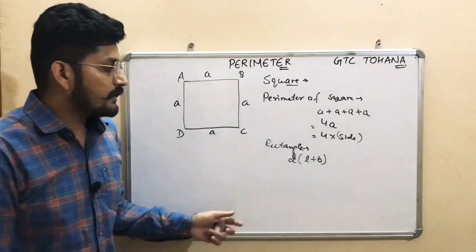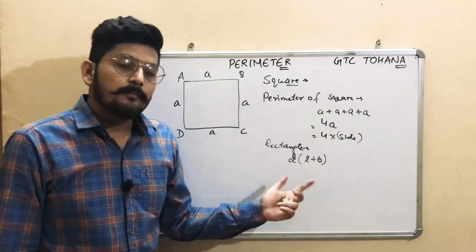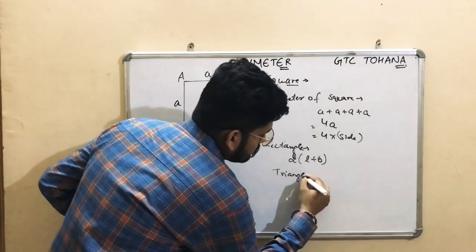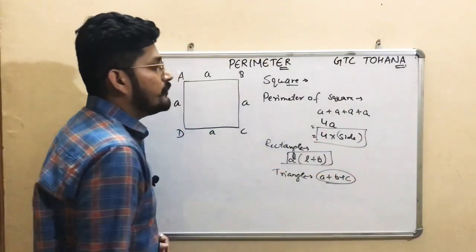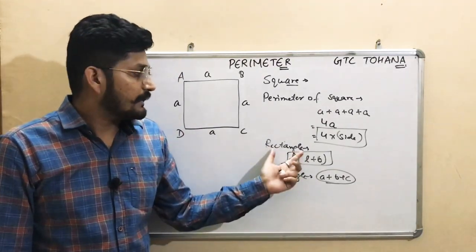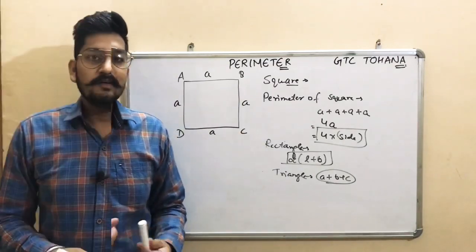जैसे आपको क्या करना है? लेंथ और ब्रेथ को प्लस करना है पहले, उसके बाद क्या करना है, 2 से आपको मल्टीप्लाई करना है। In triangle, just add a plus b plus c. 3 formulas of a perimeter of a given figure, that is triangle, rectangle and square. So I hope आपको ये समझ आएगा students.